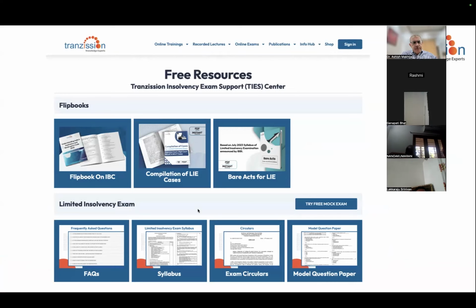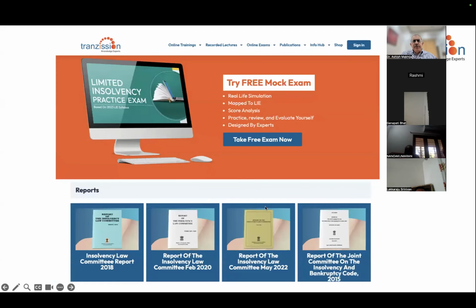And then you will find a lot of syllabus is also there, exam circulars, model question paper, frequently asked questions, everything you will find. And then look at this in the middle, try free mock exam. Just click that. You can actually get a free mock exam. And once you are happy with that exam, you can take other exams. These are the free exams which are there.